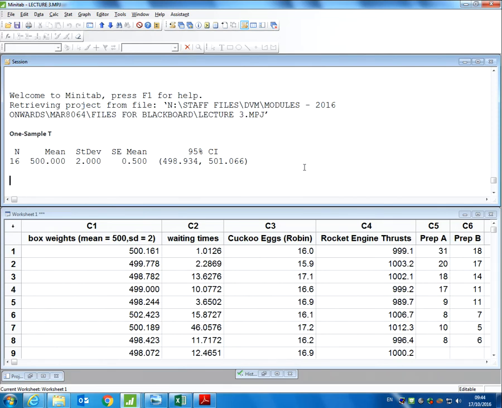Anyone want to have a go? Well, what was our sample size? 16. The sample mean, what was it? 500 grams, okay? So, 500 grams, remember, is the sample mean.